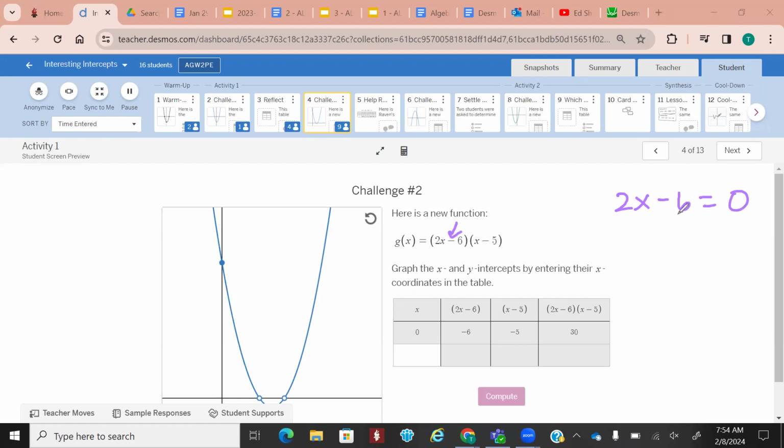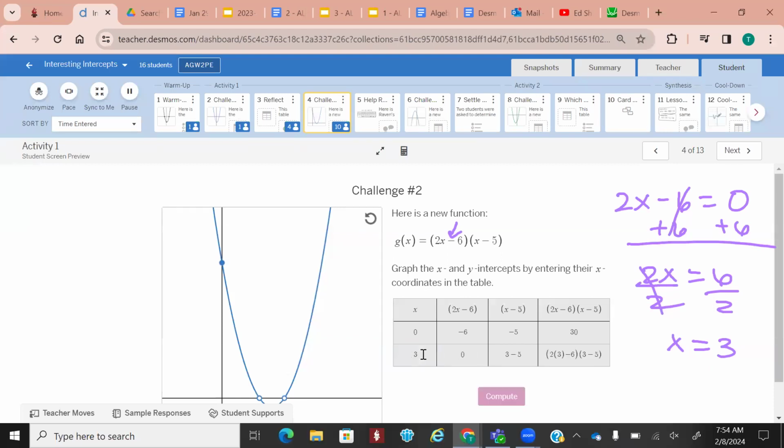If I were solving this equation, what would I do? I would add 6 on both sides, and then I'm going to divide by 2, right? So what does that give me? 3. When I plug 3 into this equation, I get 0. And look, there's my x-intercept. Can you try finding this next one, though? Took like 30 seconds.